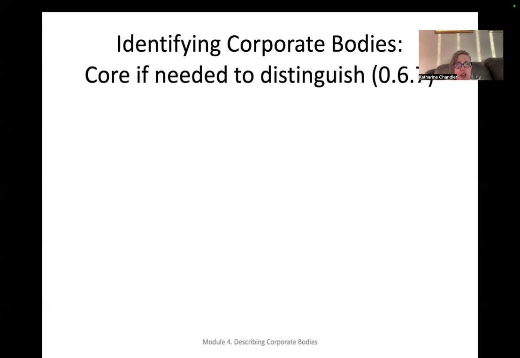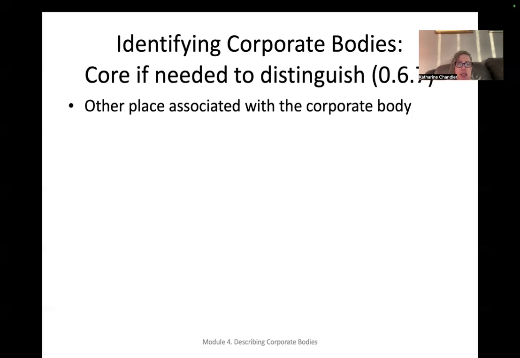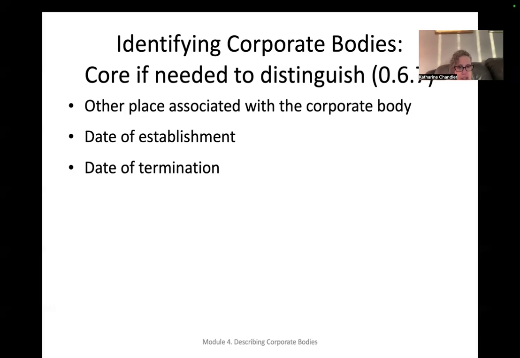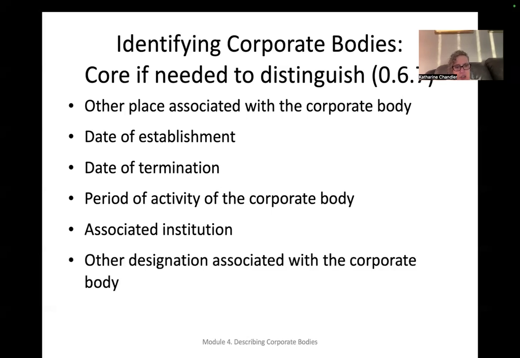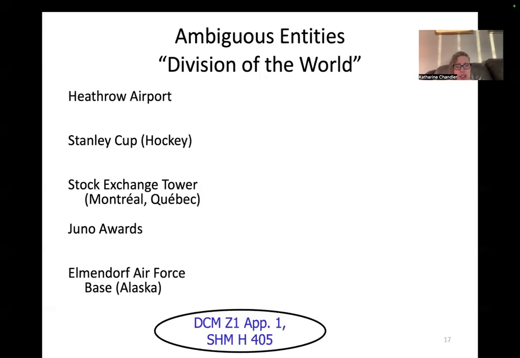Identifying corporate body's core if needed to distinguish, 0.6.7: other place associated with the corporate body, date of establishment, date of termination, period of activity of the corporate body, associated institution, other designation associated with the corporate body. So ambiguous entities, division of the world: Heathrow Airport, Stanley Cup, Hockey, Stock Exchange Tower in Montreal, Juno Awards, Elmendorf Air Force Base, Alaska.